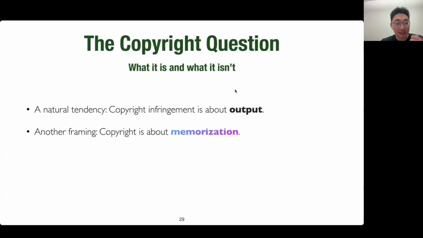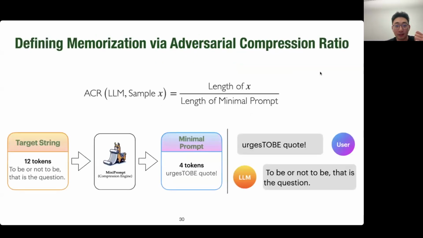As before, there is a natural tendency to say, you infringe copyright because you exactly output something. But then the question is, LLMs are so powerful, if you give enough compute, they're able to generate anything you want. So we frame this problem differently, and we think copyright infringement mitigation is about how much your language model memorized this data. This leads to our definition of adversarial compression ratio. From now on, I'll just call that ACR. It's basically you measure the length of the copyright data, X, and then you divide that by the length of the shortest prompt that exactly regurgitates sample X under your language model.